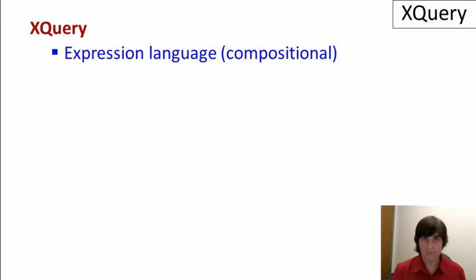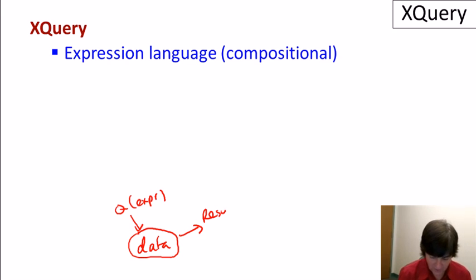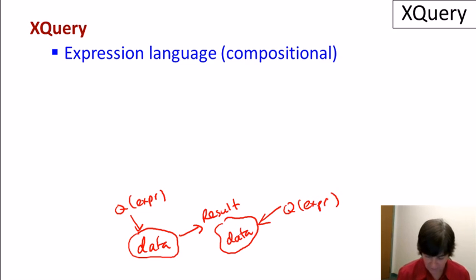XQuery is an expression language, also known as a compositional language, and we've seen that already with relational algebra. What that means is when we run an expression of the language on a type of data, the answer to that expression or query is the same type of data. So let me just draw the picture here. We have some data, we run an expression or a query over that data, and we get a result back, and that result is also going to be in the same type of data. That means we can run another query or expression over the same type of data that was the result of the previous one, and again, we'll get a result of the same type of data.